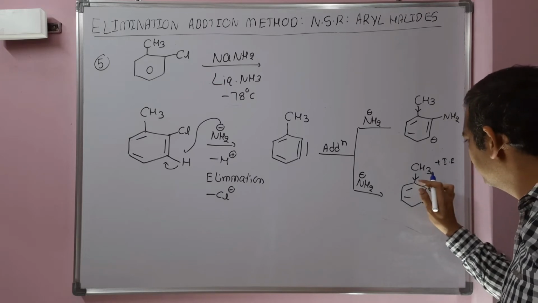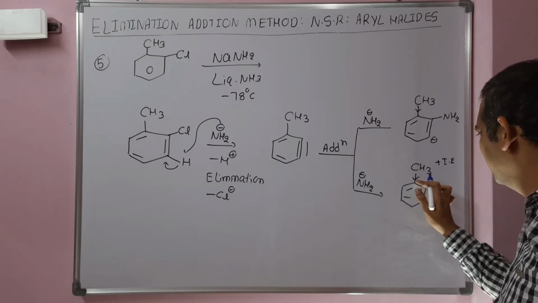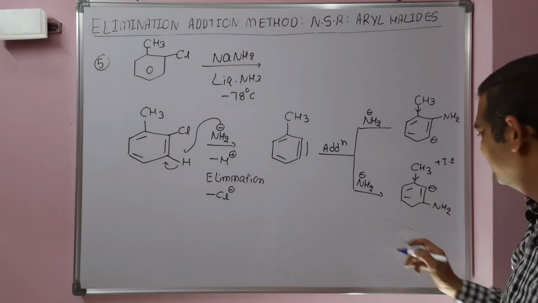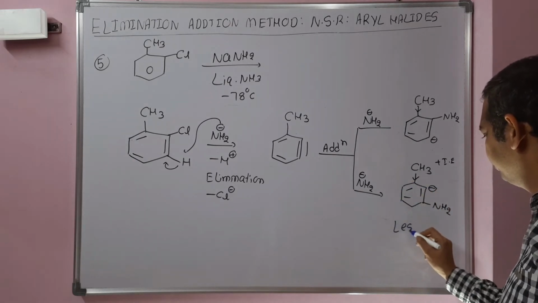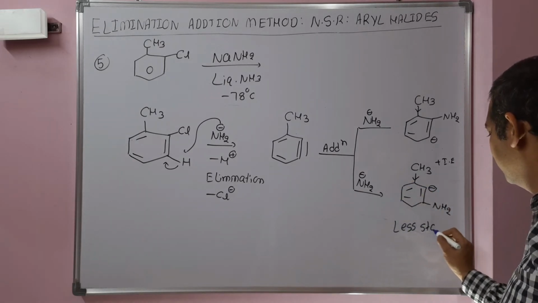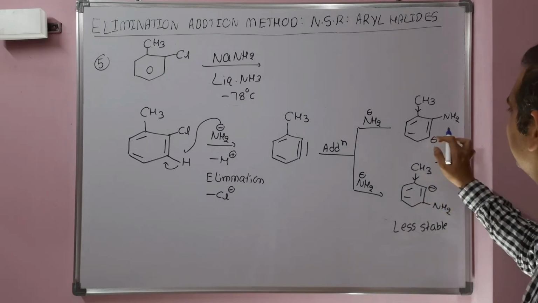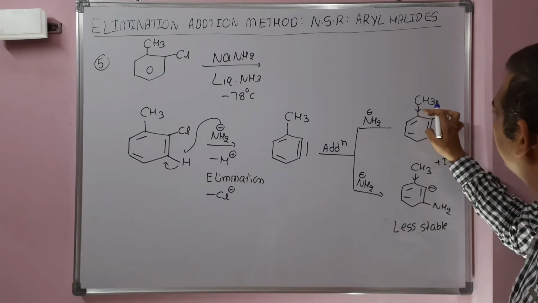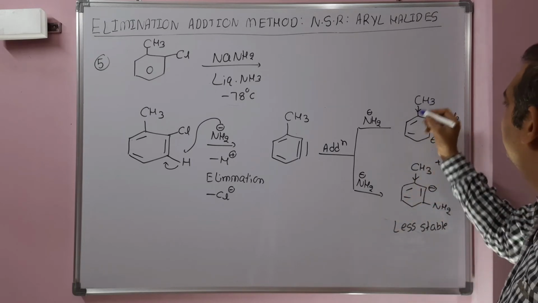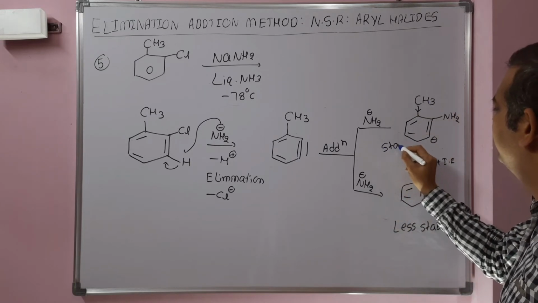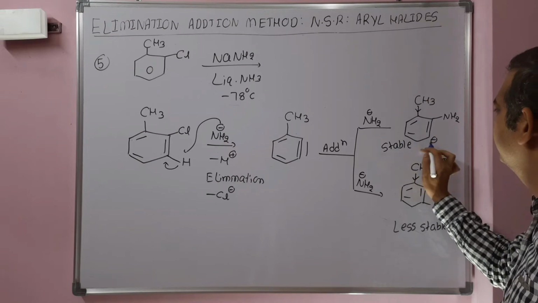Again there is a possibility of negative charge repulsions, so this is less stable, because adjacent to the negative charge a plus inductive effect group is there. Whereas here, the negative charge is a little farther away from the plus inductive effect group. That means when compared to the meta isomer, this is more stable.